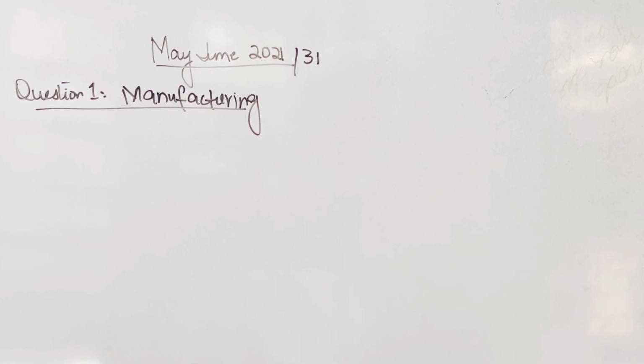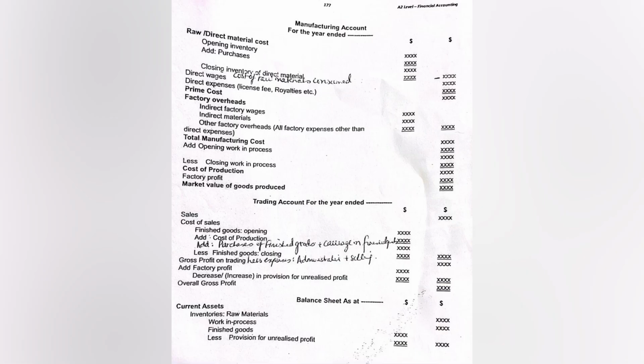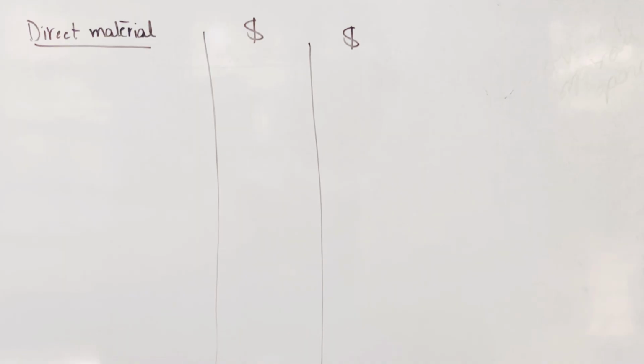Now we'll jump towards the question, and first they've asked us to make the manufacturing account. So let's follow the format: put the format on your side, follow that and make the manufacturing account side by side. According to the format, the first thing that we're supposed to write is direct material.